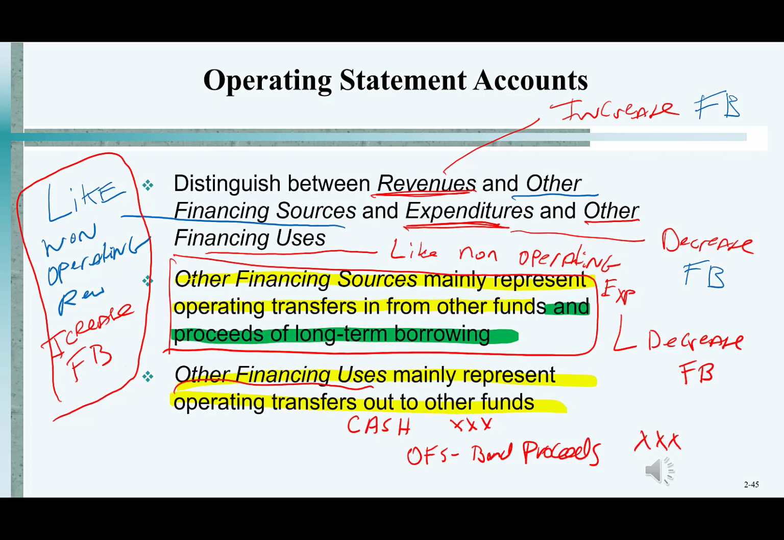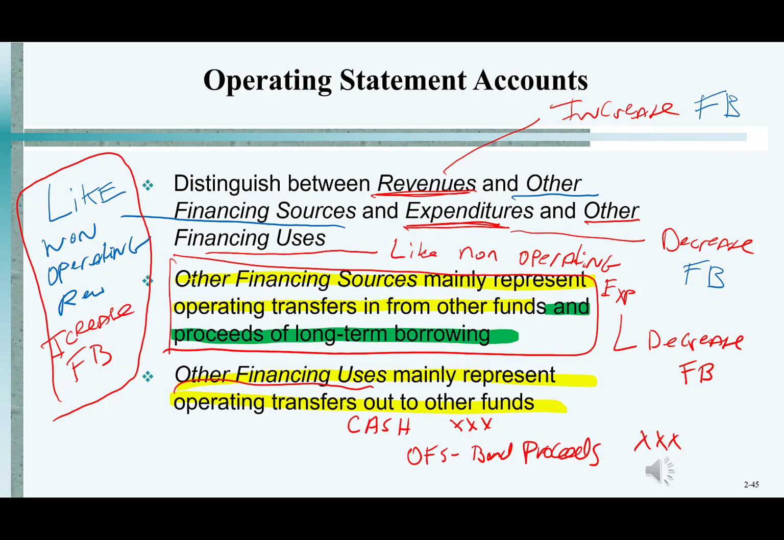So two other financing sources. Money comes in from issuance of debt. We don't have any long-term debt, so we're going to credit the other financing source account, right? Or transfers in from one fund to another. Money comes into the receiving fund. That's like a non-operating revenue. Credit other financing sources, transfer in for that. Okay, now that's our other financing sources. There's just two of them.